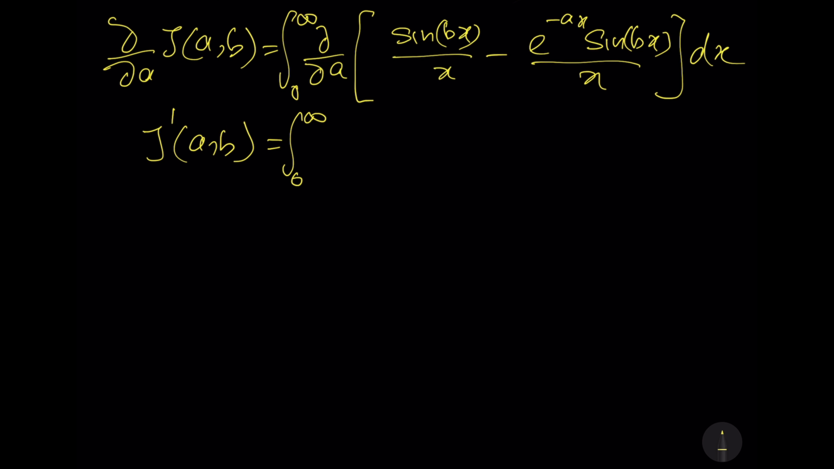For the second part, there is an a, which is in e to the power negative ax. Meanwhile, sin bx and x are constant. Differentiating e to the power negative ax will cancel the negative and cancel the x.